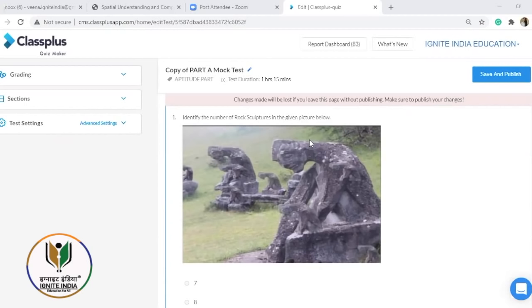You are supposed to count the rock sculptures in this composition. Let's start counting from the right edge, the left, or the middle, from anywhere. Let's start from the right edge, the first one where you can see the cursor right now. That's the first one. Now after the first one, the second one. The cursor has reached the second rock sculpture.